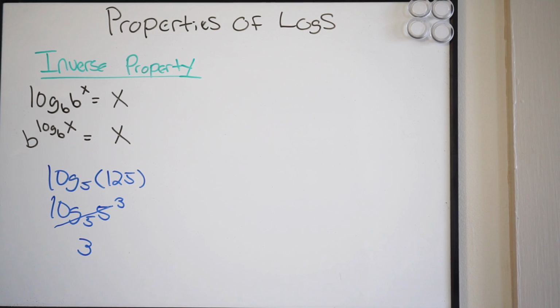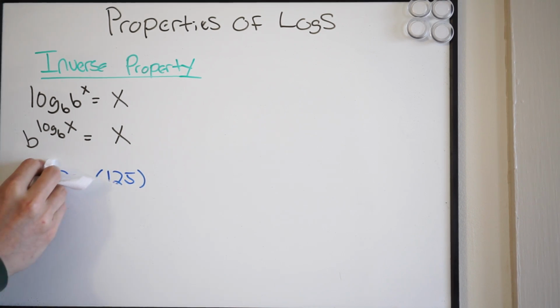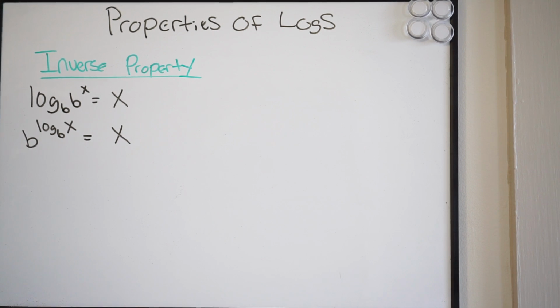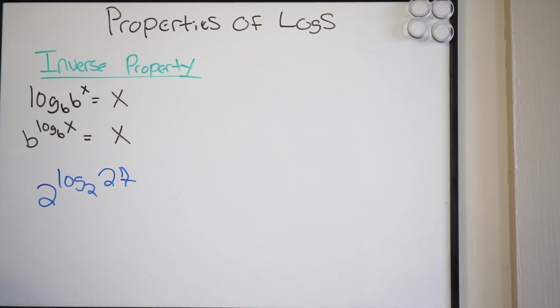Okay, let's try one more. So we have 2 to the log base 2, and then 27. So again, using inverse properties, same base, okay, they're simply going to cancel. All right, in this case, your answer here is going to be 27. All right, so pretty straightforward. That is the inverse property.